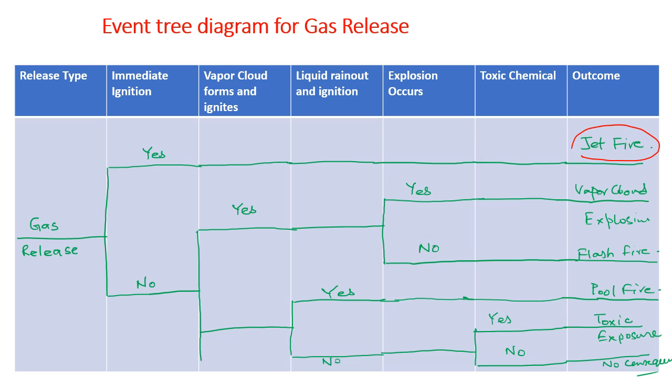It may result in jet fire, it may result in vapor cloud explosion, it may result in flash fire, it may result in pool fire or toxic exposure. So this jet fire, vapor cloud explosion, flash fire and pool fire, all these things are again explained in greater detail in separate videos. Please watch those videos so that you can have a good idea about them.